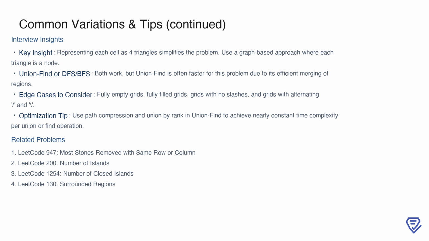When preparing for interviews, consider edge cases such as grids that are completely empty, completely filled, contain no slashes, or have alternating / and \ patterns. Optimizing your union find implementation with path compression and union by rank can significantly improve performance, bringing the time complexity per operation close to constant. Additionally, practicing related problems like most stones removed with same row or column, number of islands, and number of closed islands can strengthen your understanding of graph and connectivity problems.